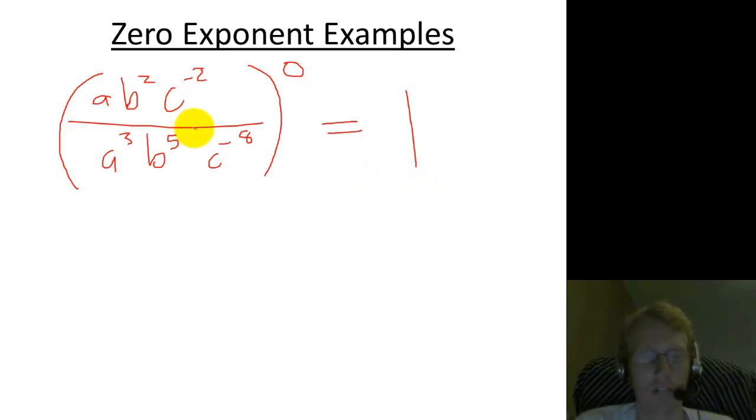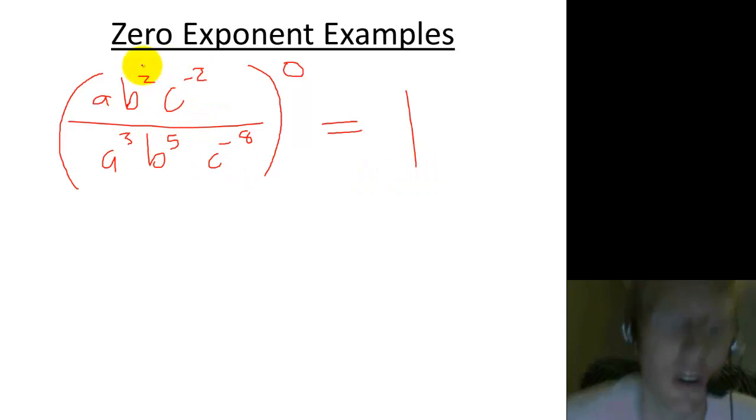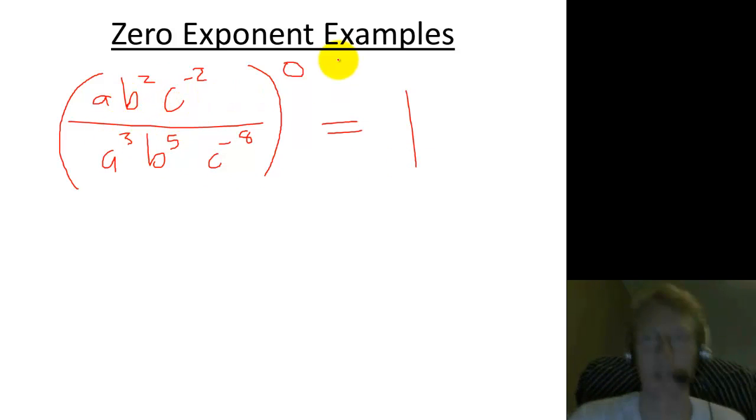regardless of what's inside of here. Okay, it doesn't matter how complicated or how simple the stuff inside the parentheses are. As long as you have a 0 exponent, your final answer is 1. And that's all there is to it.